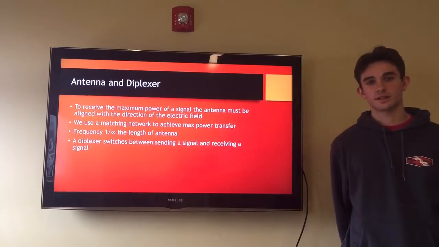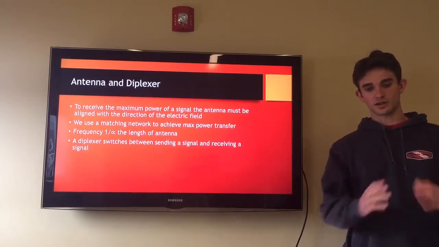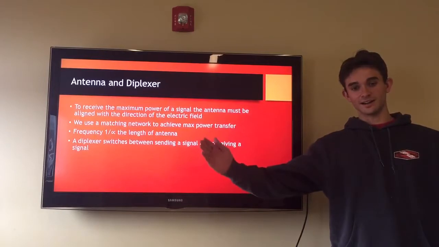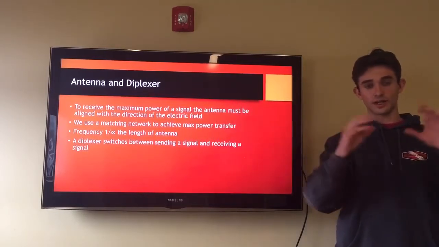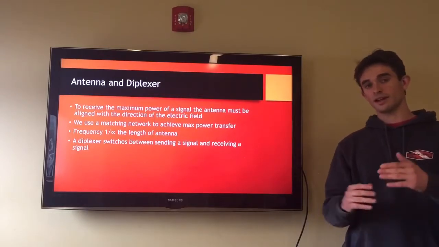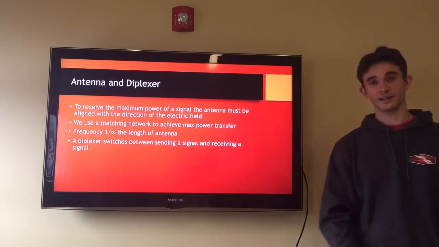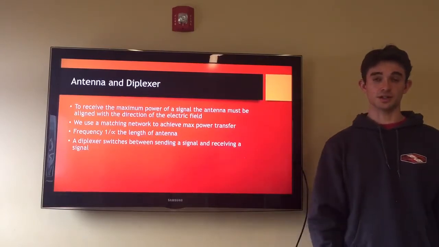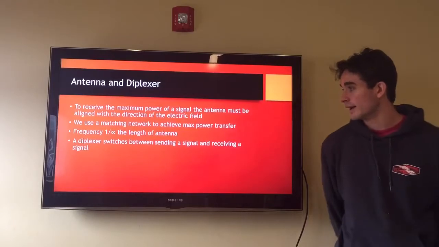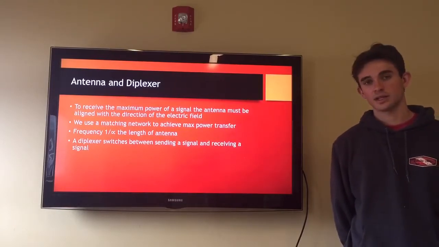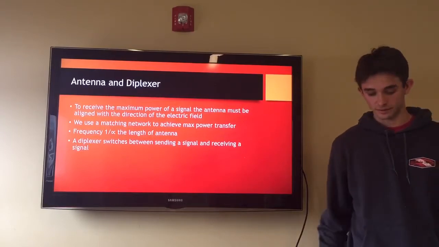We also use this thing called electrical length. Instead of just stretching out a very long antenna, maybe of 1 meter for a certain frequency, we can design it in such a way that if you did stretch it out, it would be 1 meter long, but we can compact it into something that's like a square inch or something. Now, like I said earlier, a diplexer just switches between whether we're going to send a signal or receive a signal.